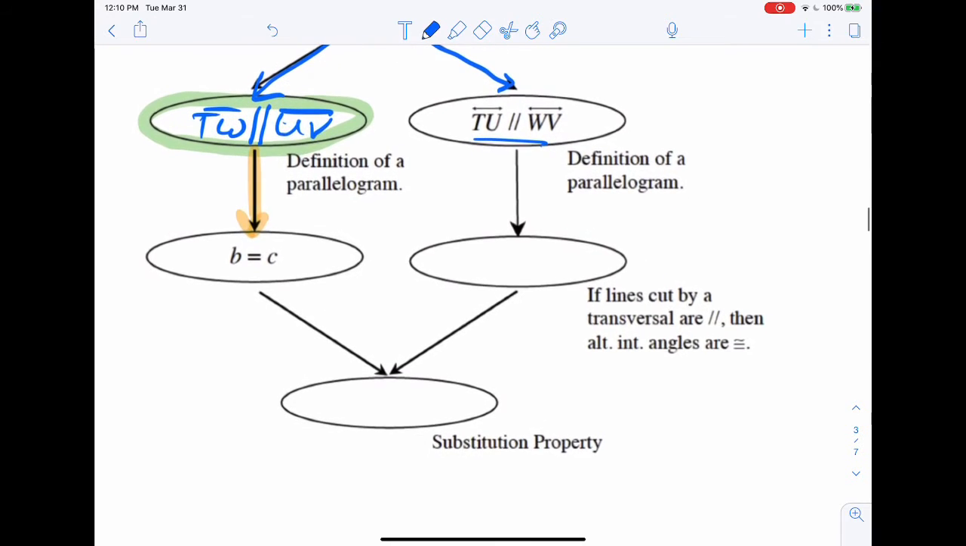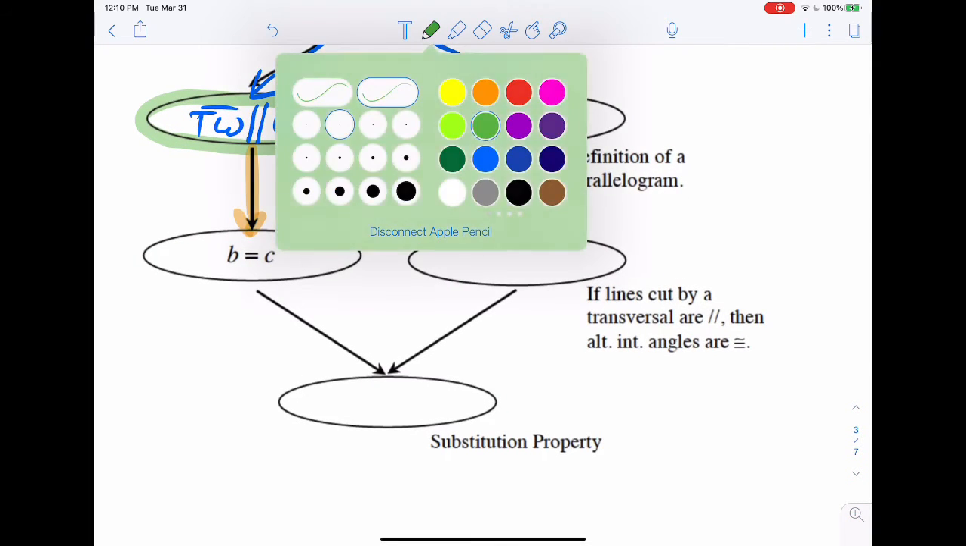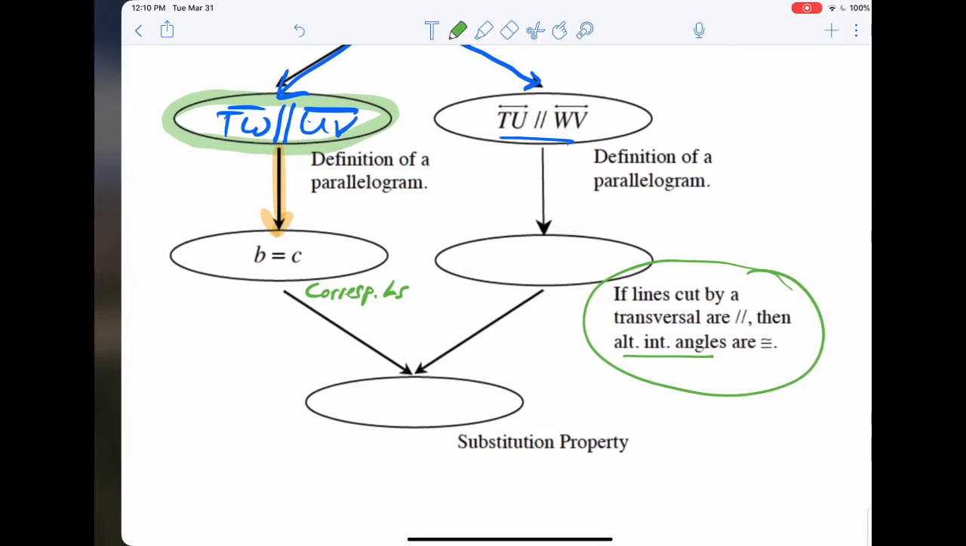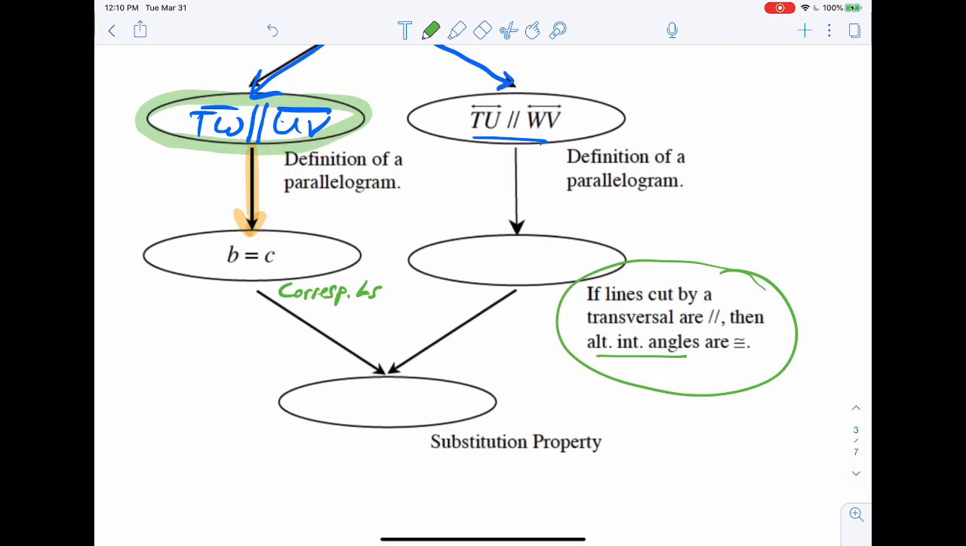All right, our reason below this is if lines are cut by a transversal, then, now we're not going to say alternate interior angles, we're going to say corresponding angles. We're not going to write all of the rest of it just for time's sake, but if you were very complete, you would write this entire statement: if lines are cut by a transversal and are parallel, then corresponding angles are congruent.